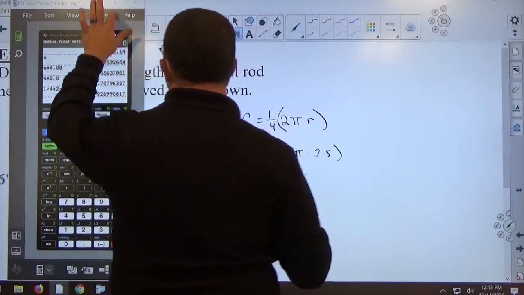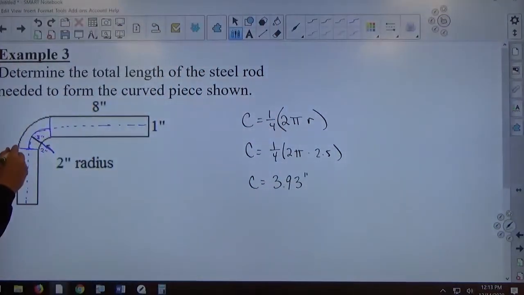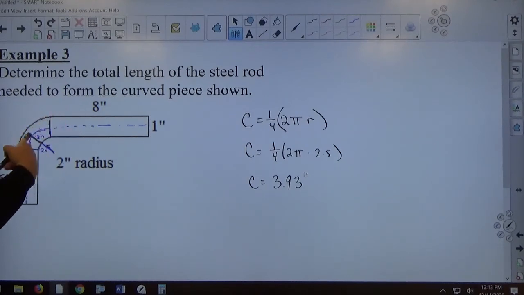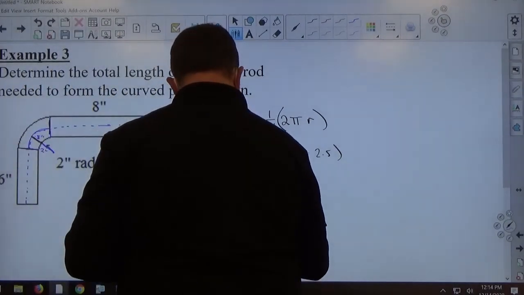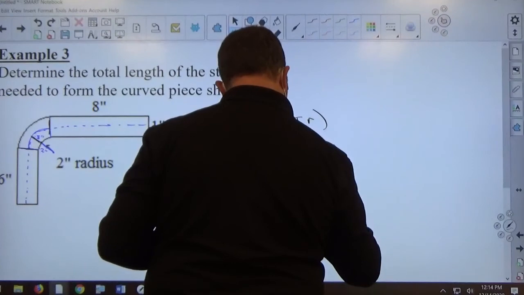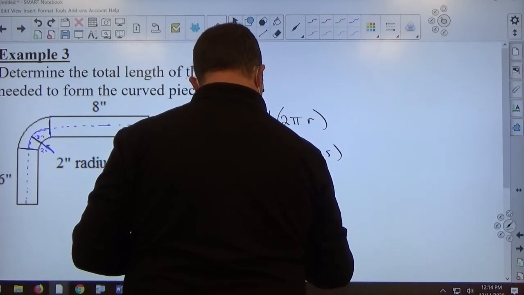inches. Okay, that 3.93 is only this section of it, right? We're going to add the 6 and the 8 because we want the entire length of the steel rod. So 6 inches plus 8 inches plus that quarter piece, 3.93 inches. So the total length is going to be 6 plus 8 plus 3.93, which is 17.93 inches.